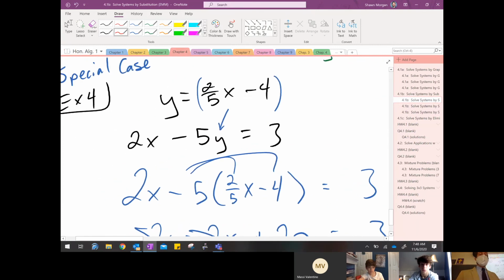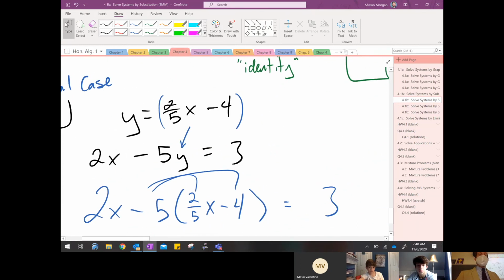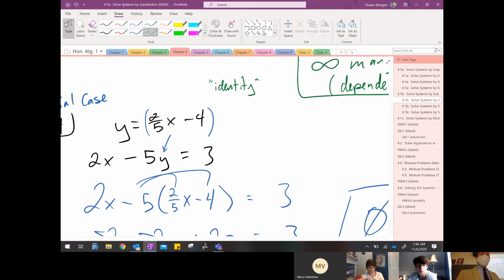Down here, let me rewrite this one in standard form: negative 2x plus 5y equals negative 20. I multiply everything by 5 and then subtract the x term over. That looks good. And then what do we have? 2x minus 5y equals 3. So that's the preliminary step of getting it in standard form.